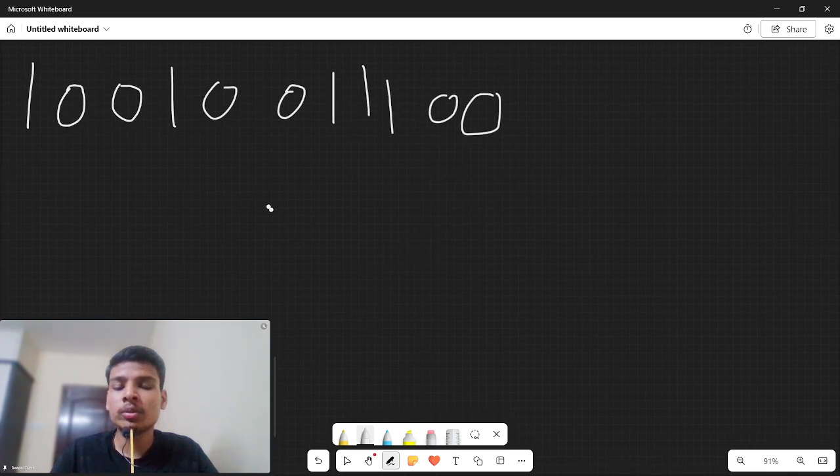So this was the string given to me. Add 1 for the 1 and minus 1 for the 0. Okay, let me generate it here. So the first value will always be 0. Okay, done. Now what does this 0 signify? Minus 1. So I will add minus 1.